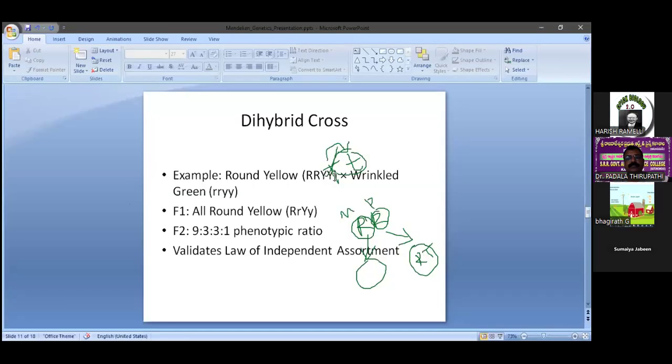What is meant by dihybrid? When we make a cross between two parental plants which differ in two traits.